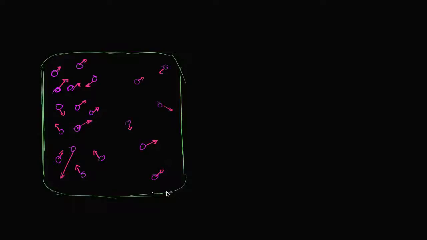Let's say that I have this green container, and inside this green container I have some air molecules. Now the air molecules, we assume that there's some temperature, there's some average kinetic energy to them, but they're all going to have different velocities, they're all going to be bumping around in different ways. Now the way that I've drawn it, you might notice something.